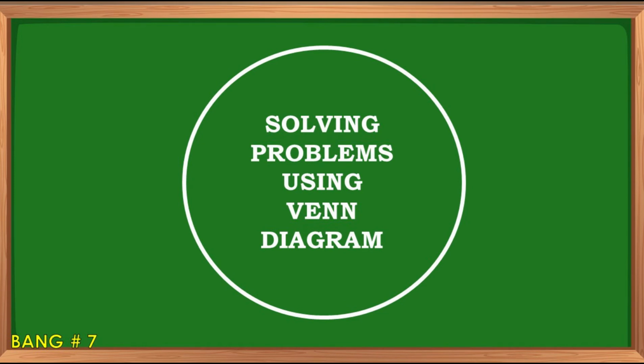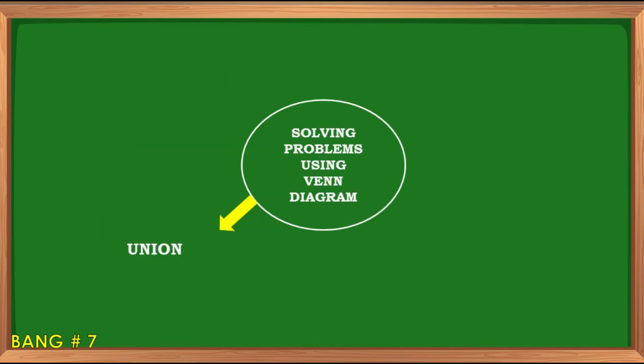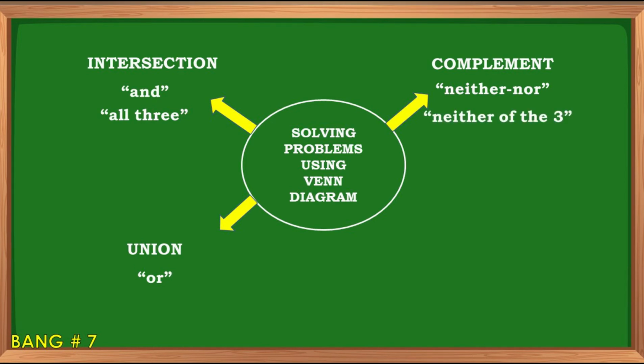How to solve problems involving sets with the use of the Venn diagram. When solving problems involving sets with the use of the Venn diagram, always remember these clue words or terms being used or what is asked in a problem. For union, we have "or." Intersection, we have "and" or "all three." For complement, we have "neither nor" if two sets, or "neither" of the three.